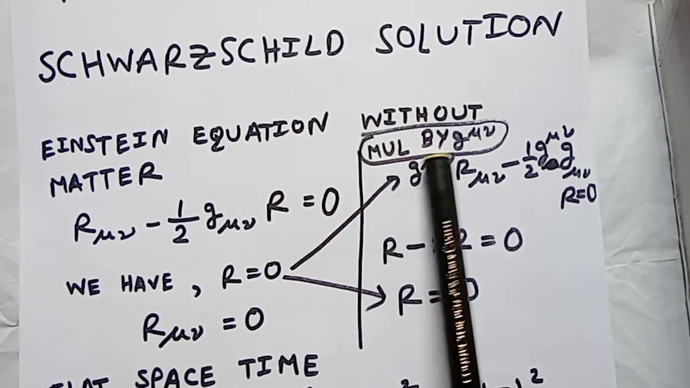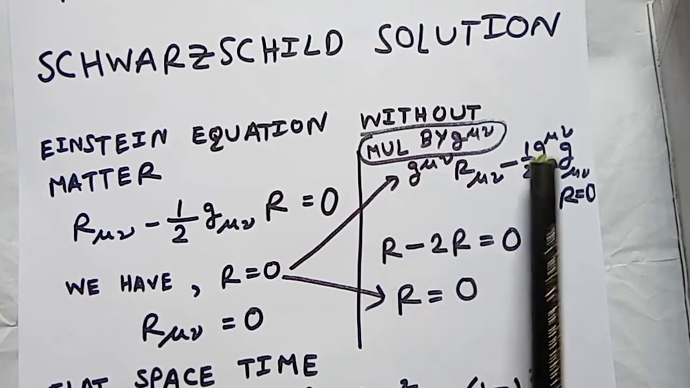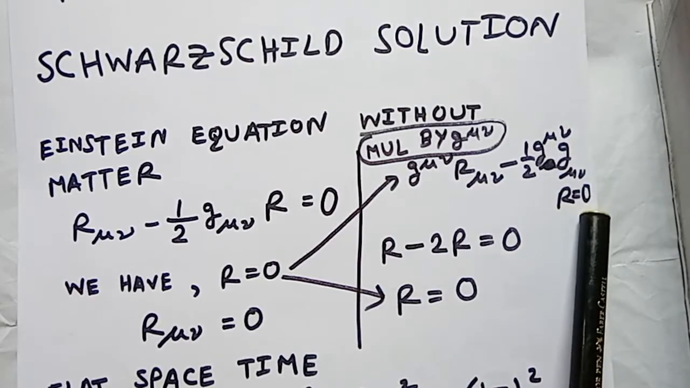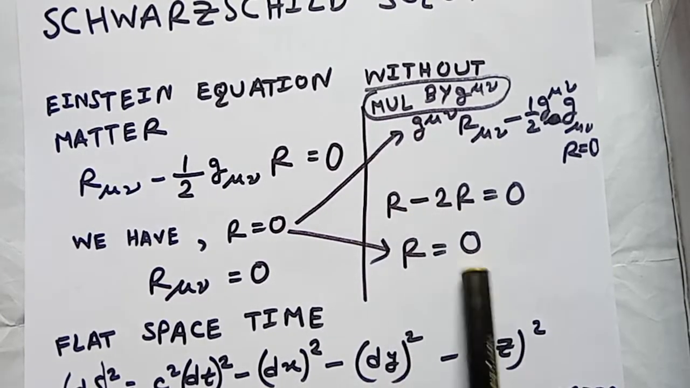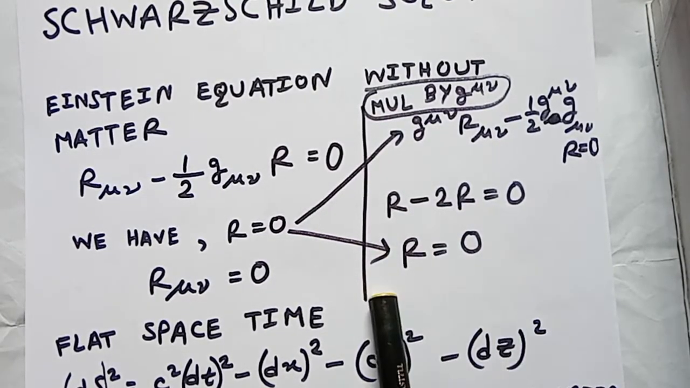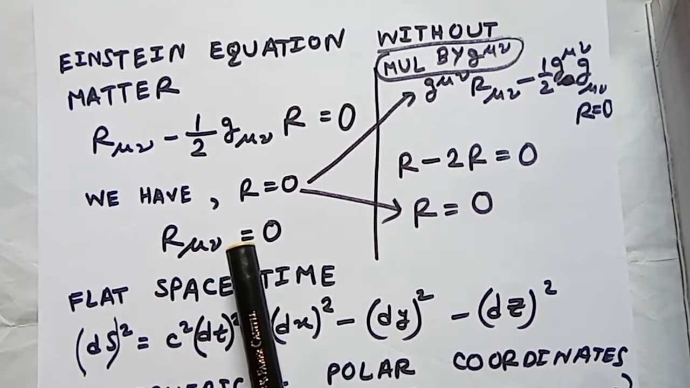Now multiplying by the metric g^mu nu, we have g^mu nu R_mu nu minus (1/2) g^mu nu g_mu nu R equal to 0, and we have R minus 2R equal to 0, so R equal to 0. So the Ricci scalar should be 0. Now we have R_mu nu equal to 0.